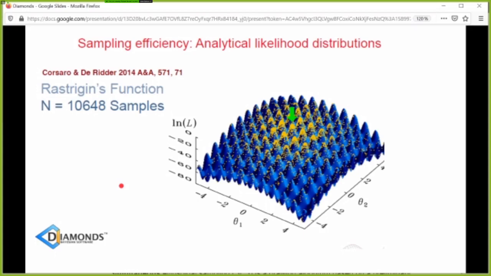So I have a question. Yeah, sure. Go ahead, Elkin. I was wondering how does DIAMONDS compare with other nested sampling algorithms like MultiNest or Nestle or Dynesty? Is it faster, or in what sense? Do you know about these other ones?